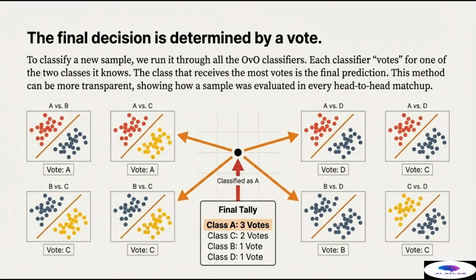In this instance, Class A receives 3 votes, Class C receives 2 votes, Class B receives 1 vote, and Class D receives 1 vote. Since Class A received the maximum number of votes, the sample is classified as A. This voting method provides a clear, step-by-step breakdown of how the sample fared in every head-to-head matchup, offering more explainability than a single probability score.